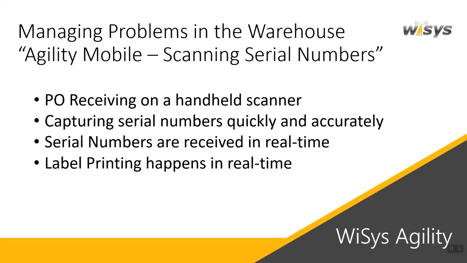To work with these issues, we're going to use the Agility mobile software, which is an application for scanning serial numbers. We're going to look at a purchase order receipt on the handheld scanner. We're going to capture serial numbers quickly and accurately, and those serial numbers are then received into the system in real time, and Macola is up to date. And finally, label printing is going to happen in real time, and those labels will just come out, and we'll see them right on the screen. They could easily go to your printer.